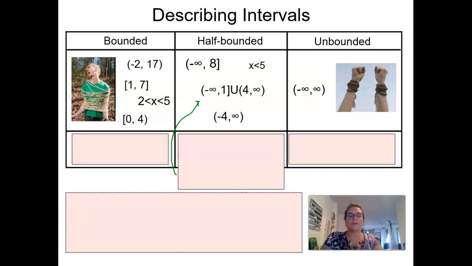Hey, welcome back to video number 5 in the notes for inequality and interval notation. And in this example, we are describing intervals.